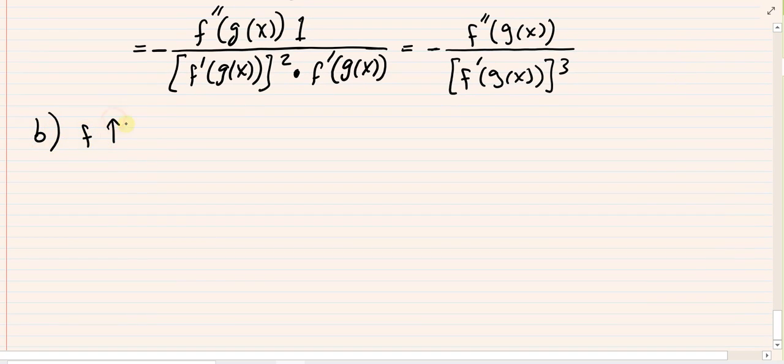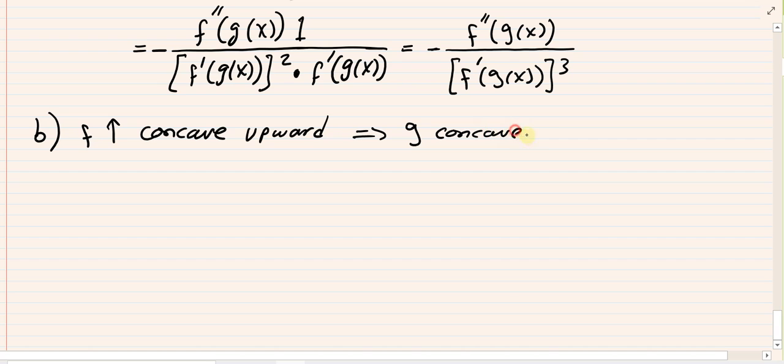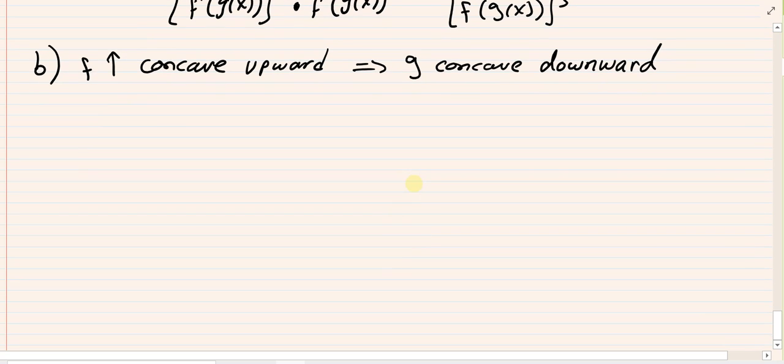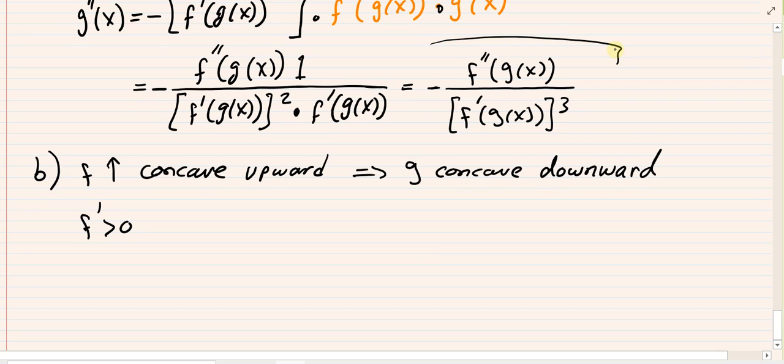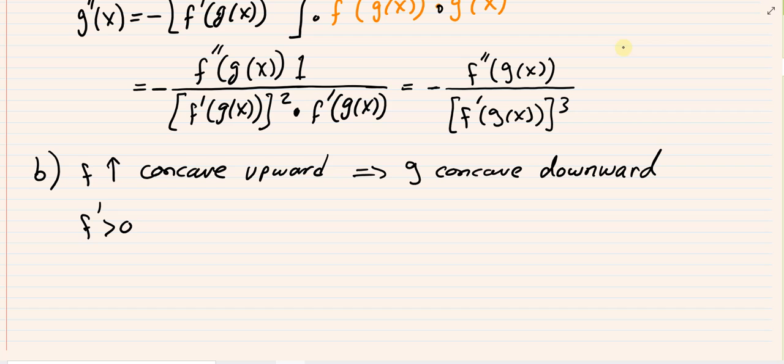Remember, f was increasing, concave upward, right? We want to say that implies that g is concave downward. Okay, so for this one, f is increasing, so because f is increasing, f prime is going to be positive, right? What we're doing is just simple. We're looking at the components of this function. Because remember, to discuss concavity, we look at the second derivative, right? So that's what in effect we're doing.